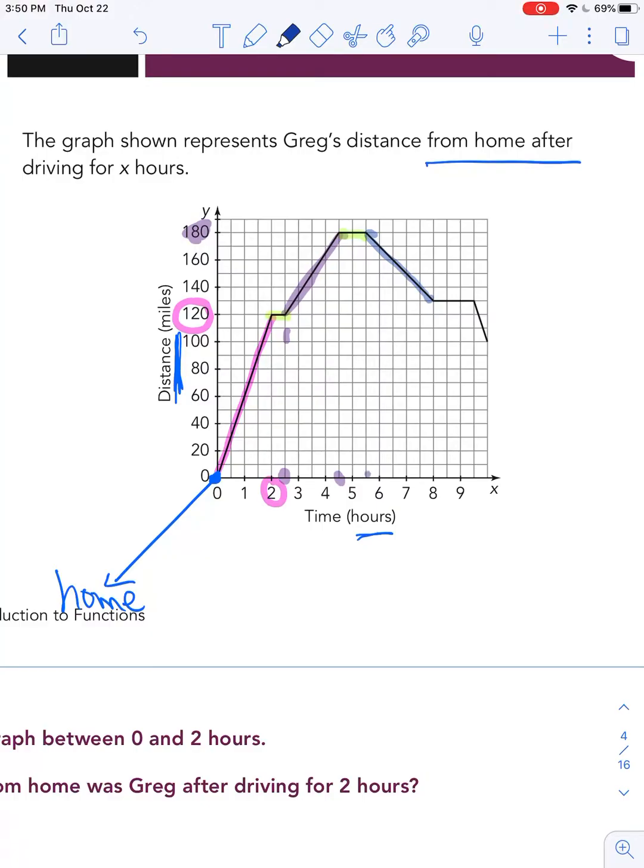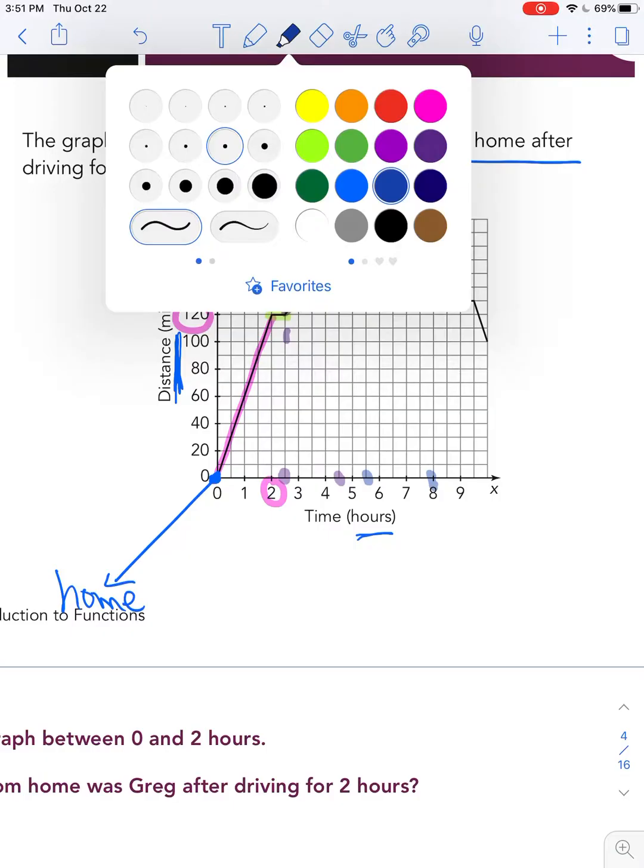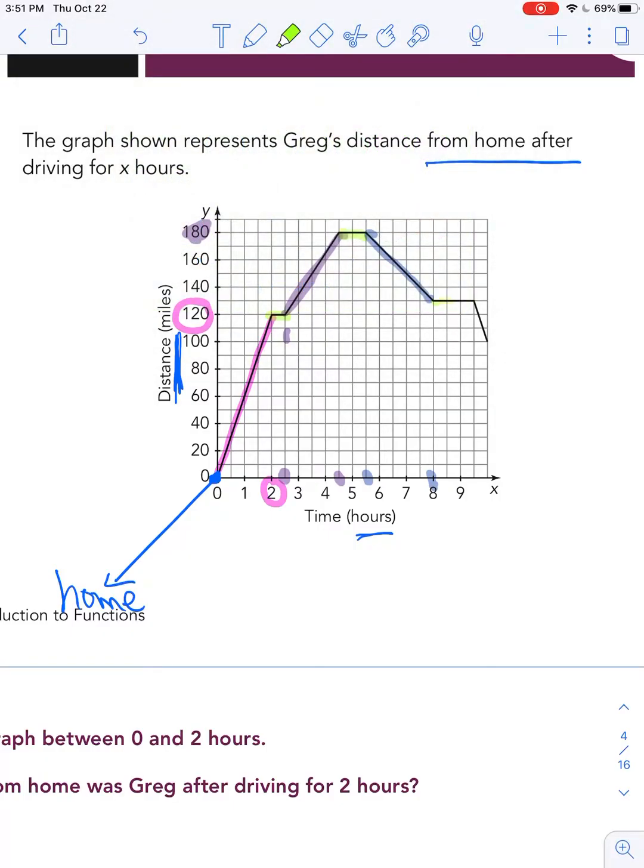So from 5.5 hours to 8 hours, he's going home. He's going back towards his house. Then all of a sudden he stays still again. I don't know why he's staying still. Maybe he went to his grandma's house and stopped there for an hour and a half. How'd I know it was an hour and a half? It goes over 3 times. Each one is a half an hour.